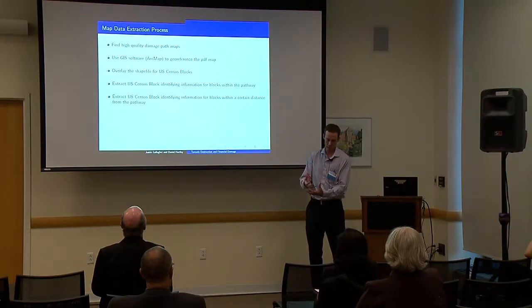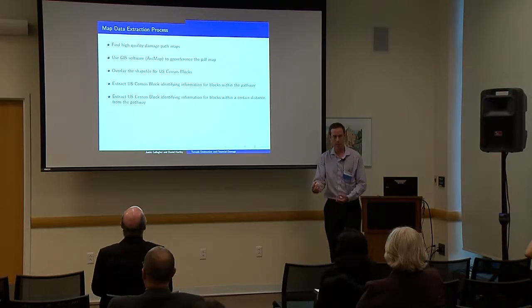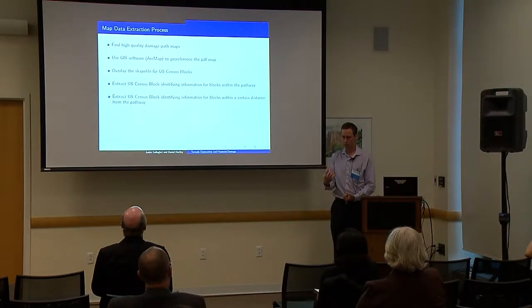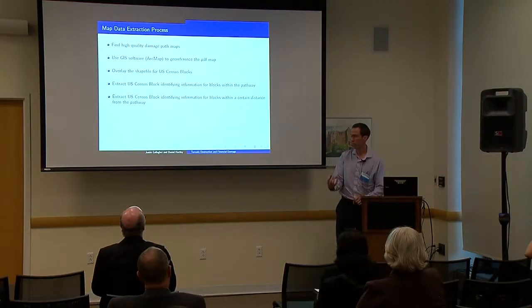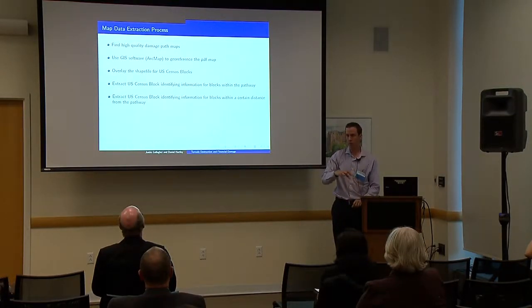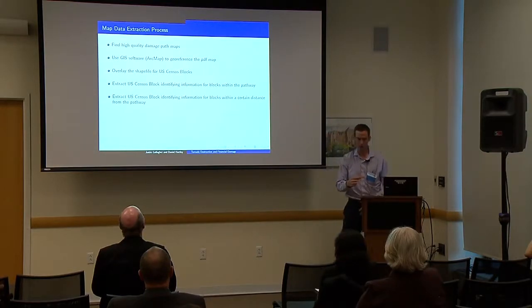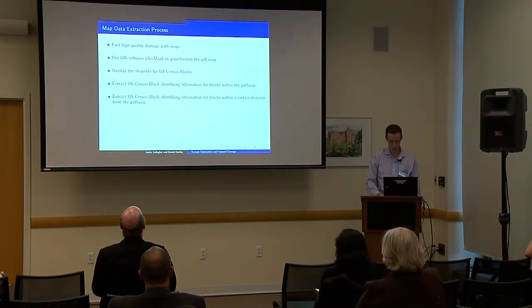So then we can determine which parts of the tornado path were in which census blocks, and then extract the underlying identifying information of the blocks. So then we'll know this block was in the path, this block wasn't, and that's how we're going to match it up with the financial data.